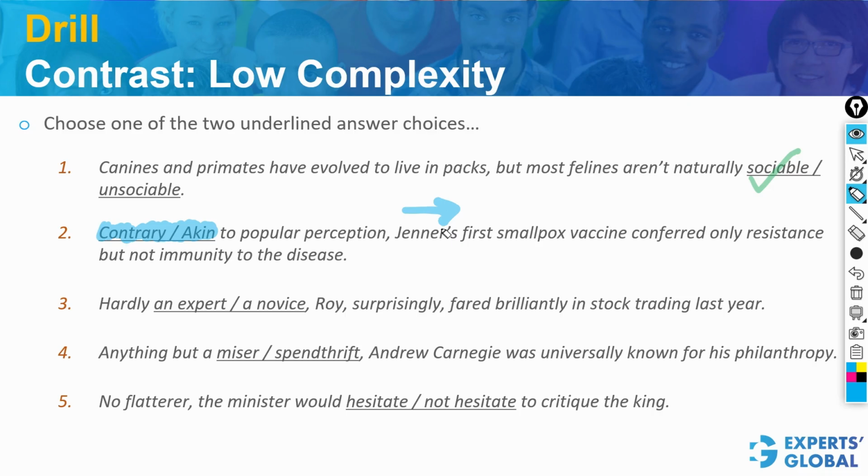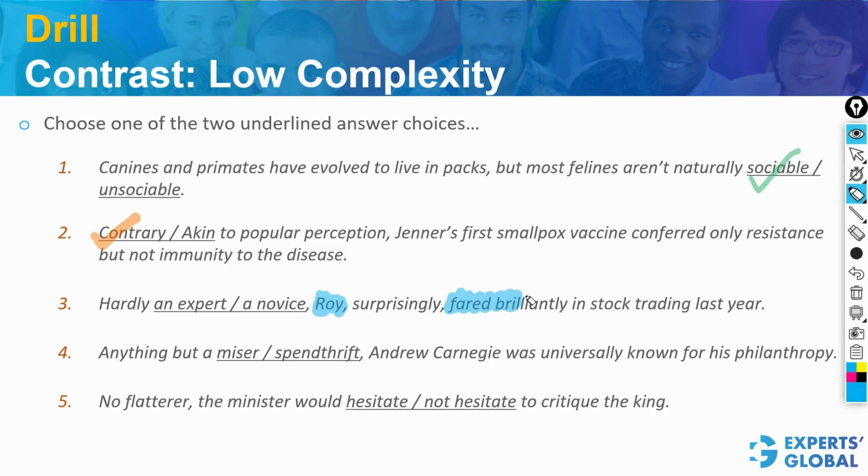It's mentioned that the vaccine conferred only resistance but not immunity. Therefore, this vaccine is doing only a limited job. It is offering only resistance, but it is not offering immunity. Therefore, this piece of information must be contrary to the popular perception. Therefore, contrary is the correct answer choice here.